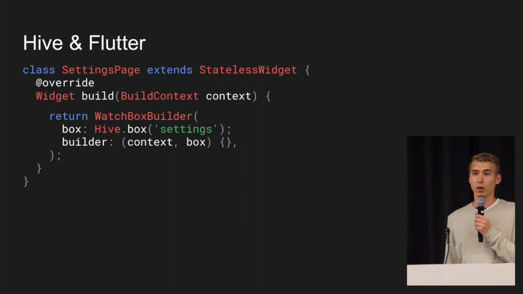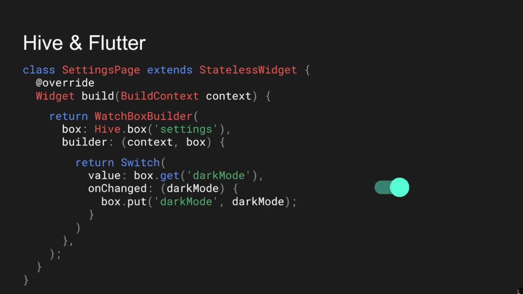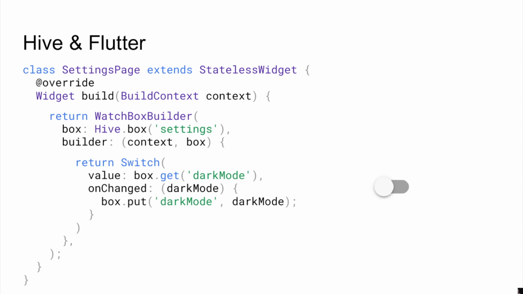It needs two things. First, a box. Our box is called settings, and a widget builder. You've probably seen this before with the future builder or stream builder. So we want a switch where the user can enable and disable dark mode. You'll see it on the right. Each time the user flips the switch, Flutter calls the onChange method, and we put the new setting state to Hive. So if the user flips the switch, the app changes from dark to light mode, and vice versa.